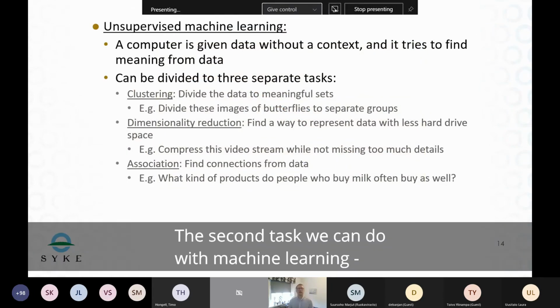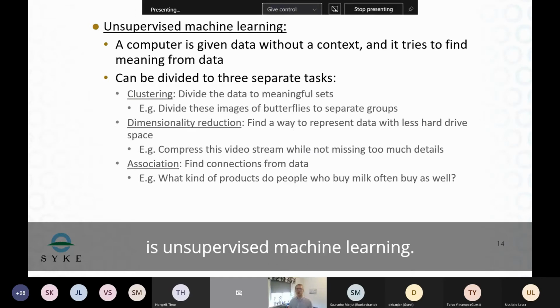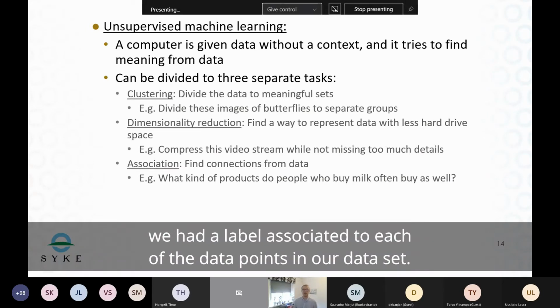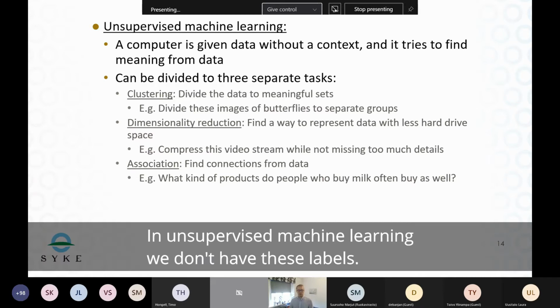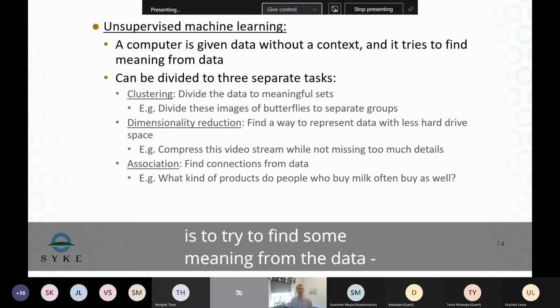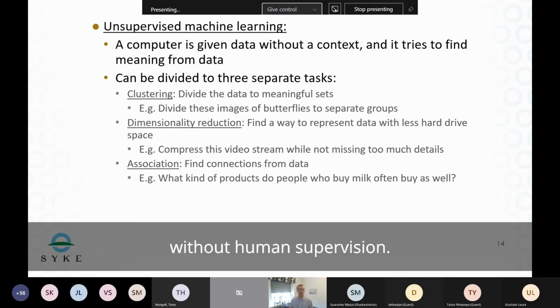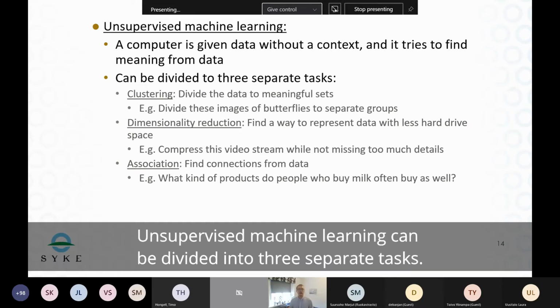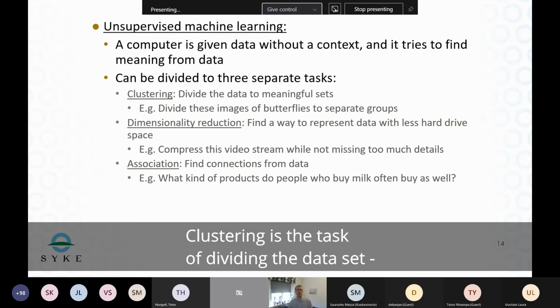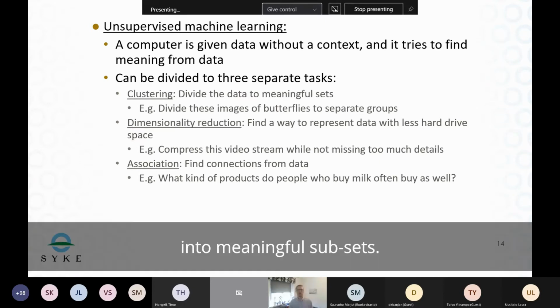Okay, then the second task we can do with machine learning is unsupervised machine learning. In supervised machine learning, we had a label associated with each of the data points in our data set. In unsupervised machine learning, we don't have these labels. So the task of a computer is to try to find some sort of meaning from the data without human supervision. This can be divided into 3 separate tasks, which are clustering, which is the task of dividing the dataset into some sort of meaningful subsets.